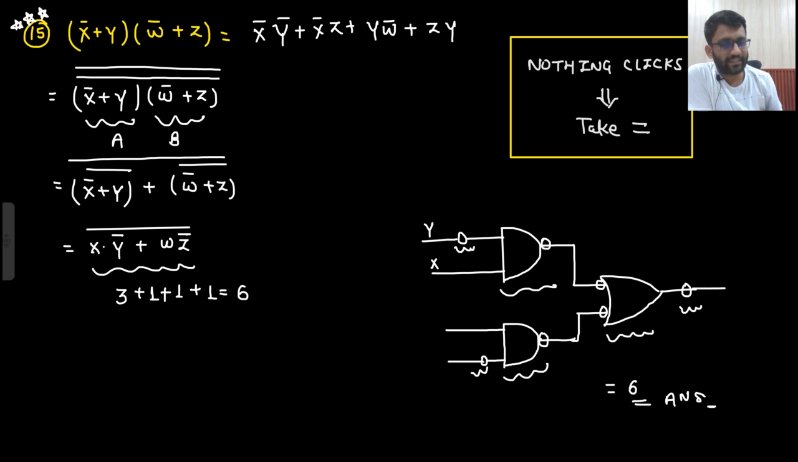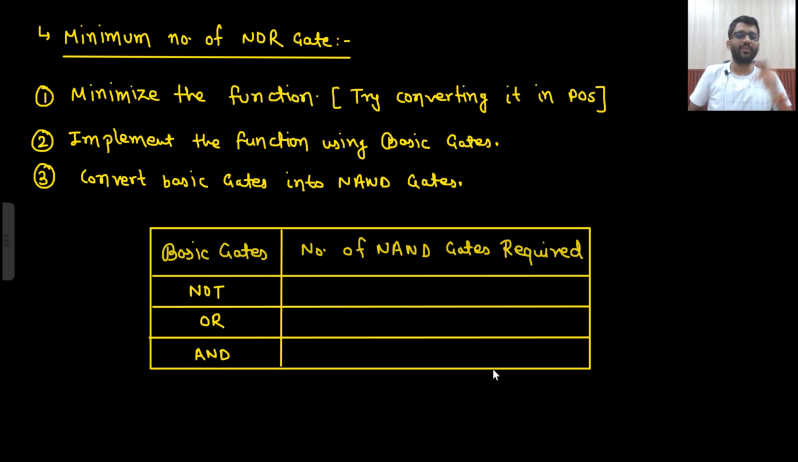Okay. So let's solve the same kind of problems using NOR gate now. So in NOR gate, what is my target? If NOR gate is coming, I will be going towards POS form. POS form, then I will implement it using basic gates, and then I will convert the basic gates into NOR gates.